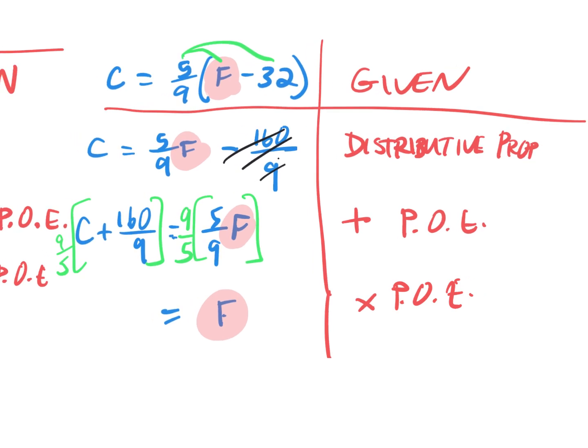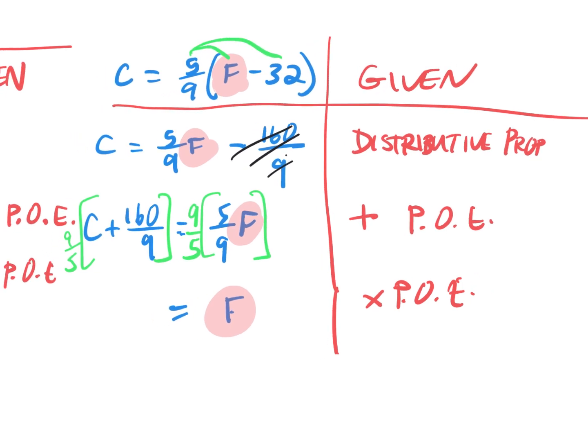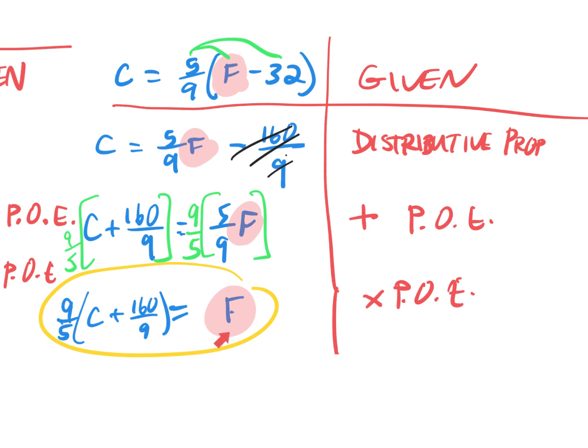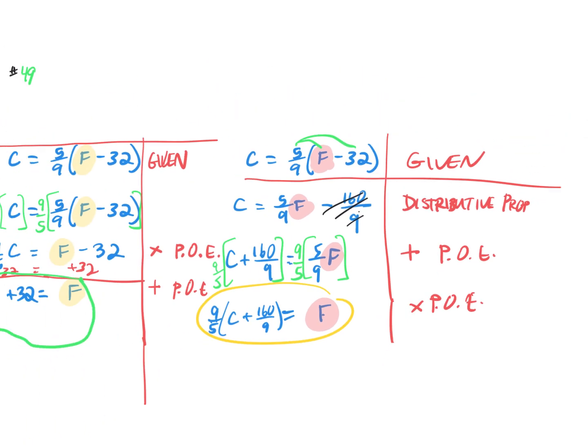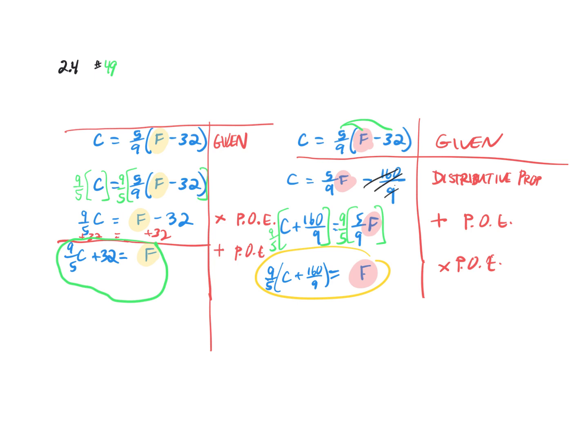And so what is F equal to? F is equal to 9/5 times C plus 160 ninths. And we can stop right there. Why? Because once you isolate the variable F we are trying to solve for, you're done. So we could leave it just like this. You might be saying, but that doesn't look like the other answer. And I'd say it is algebraically equivalent.